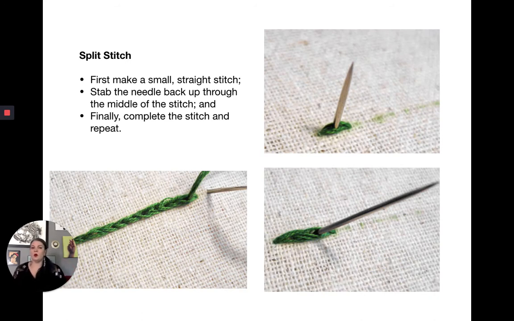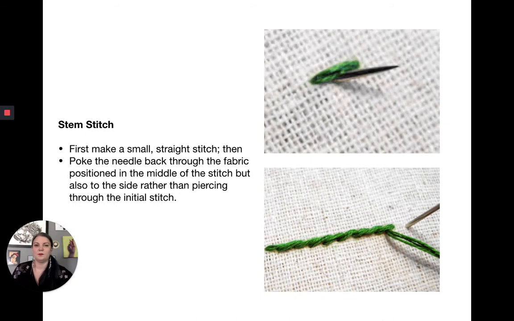Split stitch. This one is also nice because it makes a solid line like back stitch, but it's a little bit fancier looking. It's a little bit decorative. It's a little pretty. So you start it the same way that you start the back stitch. You make a nice, small, little, neat, straight stitch, but then you stab the needle back up instead of up in front of it like we do on the back stitch. You stab it right through the middle of your stitch. So you can see in this top image how the needle's coming up through the stitch you just made. Then you're going to put it back down in front of that stitch so that they're kind of interweaving like this, right? And you can kind of see what that looks like in the images.